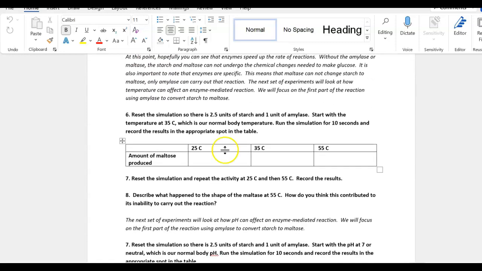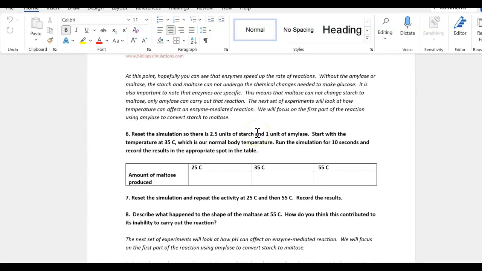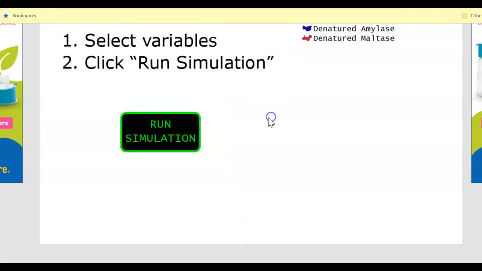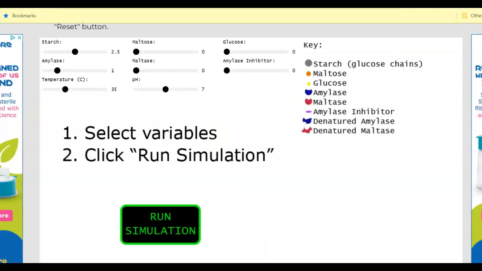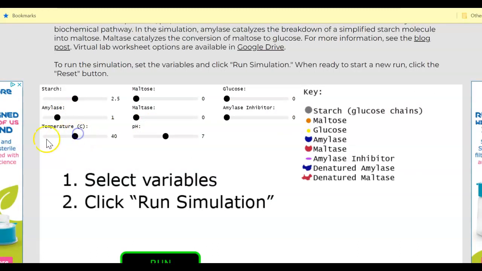When you're finished with that one, you're going to test the effect of temperature. What happens to an enzyme reaction if it's cold, at room temperature, or very warm? You're going to do the same thing, except you'll also be changing the temperature toggles. When you get to the temperature ones, you'll change the temperature here to whatever it tells you. And the last one, you're going to be changing the pH.